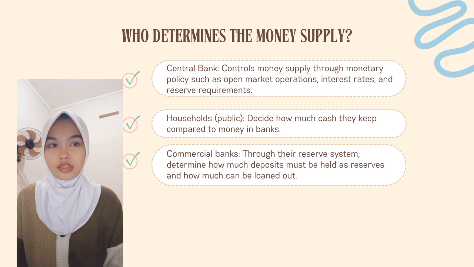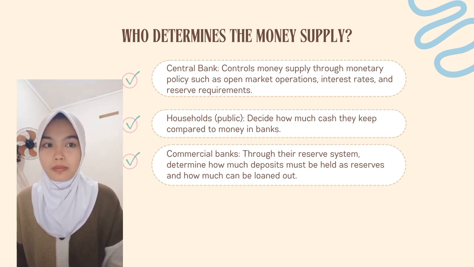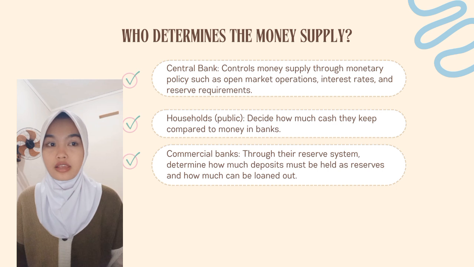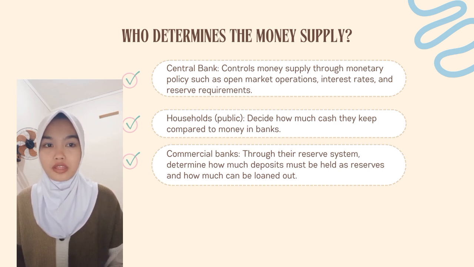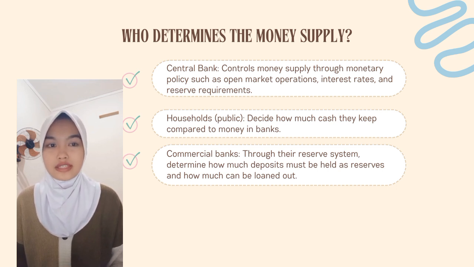Who determines the money supply? First, the central bank. It controls the money supply through monetary policy such as open market operations, interest rates, and reserve requirements. Two, households or the public decide how much cash they keep compared to money in banks. And last, three, commercial banks, through their reserve system, determine how much of the deposits must be held as reserves and how much can be loaned out.